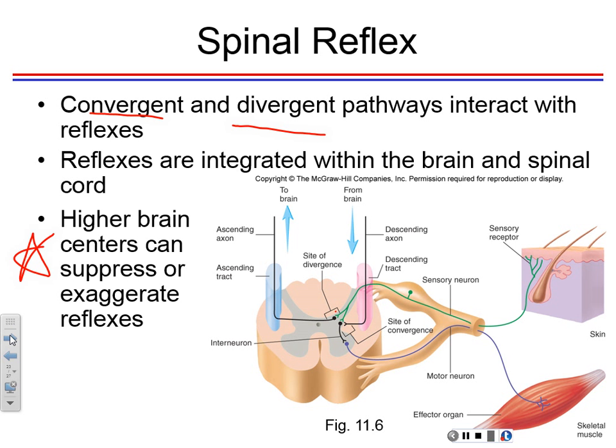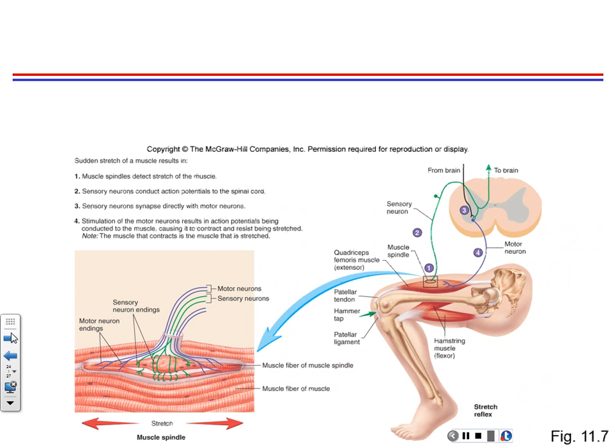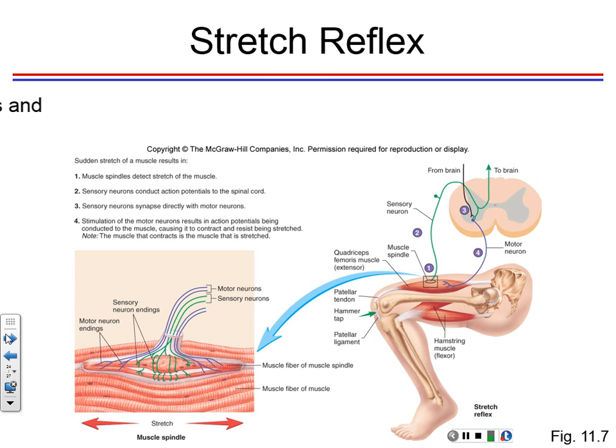So if I ask about the purpose of having all these divergent and convergent pathways, synapsing with all these reflexes, you know what to say, right? Because it gives the final edit and it has input from many different parts of the brain, so you can produce a good response. Okay? So we start with the stretch reflex.